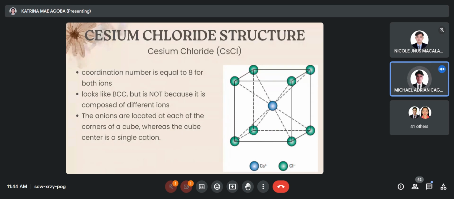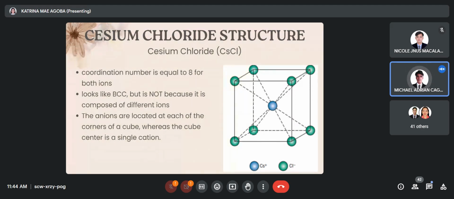The cesium chloride structure. Its coordination number is equal to 8 for both ions. This looks like BCC but is not because it is composed of different ions. The anions are located at each of the corners of a cube, whereas the cube center is a single cation.